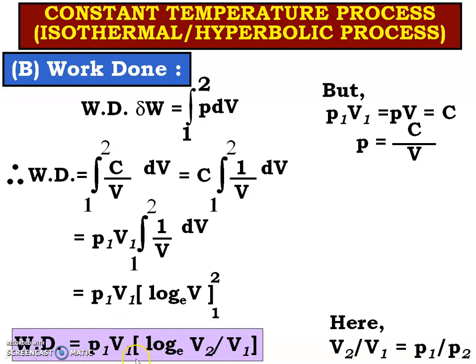Instead of P1 V1 we can put MRT1. Instead of P1 V1 we can put MRT2. Similarly, instead of V2 by V1 we can put P1 by P2. And that can be the number of possibilities of equations for work done. This is why I am telling you, because as per the data given in the numerical, we have to select the equation to calculate the work done.